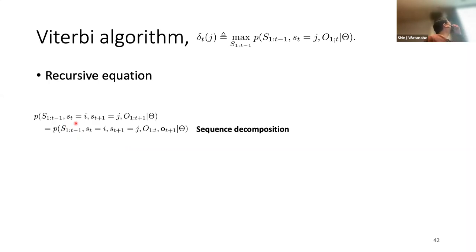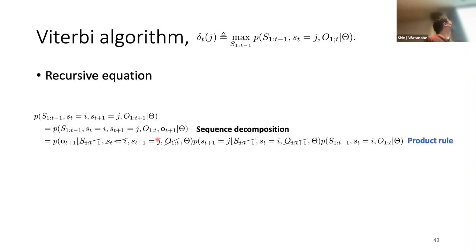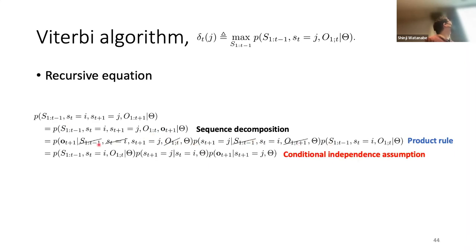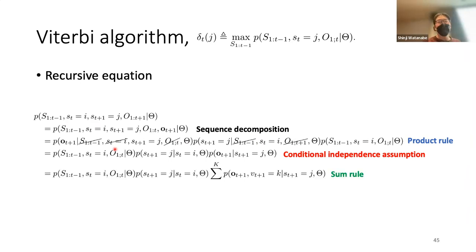We first rewrite this observation in a decomposed form. And then we use the product rule to factorize each of the distributions, and we use the conditional independence assumption. Again, if you are not sure, you can just draw the graph of the HMM and then safely remove some of the conditions. And then finally, this is a Gaussian mixture case, so we also need to expand the Gaussian mixture cases based on the sum rule. But basically, that's it.